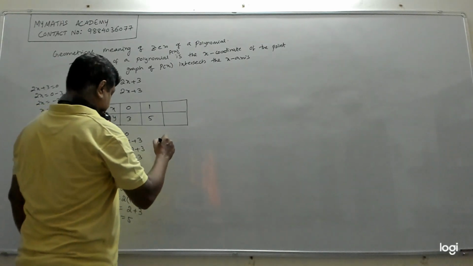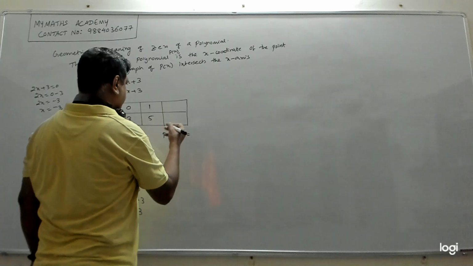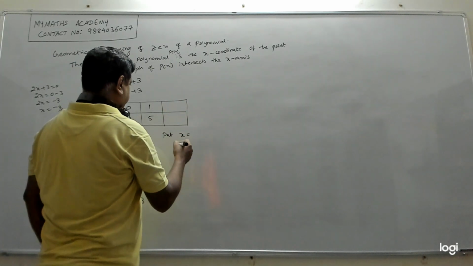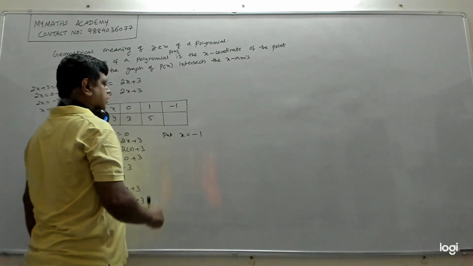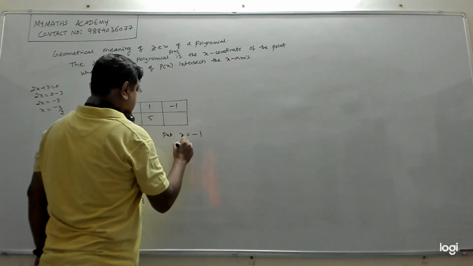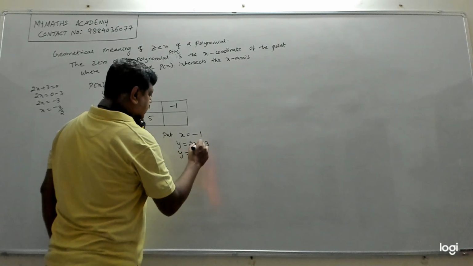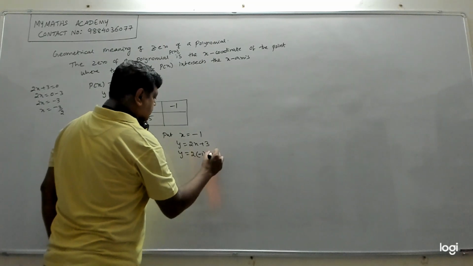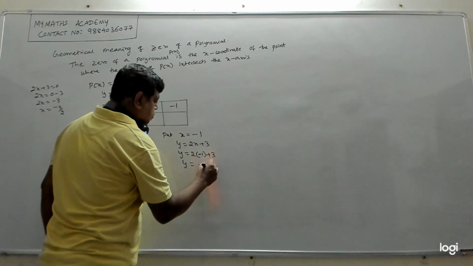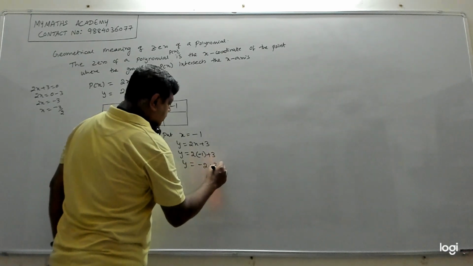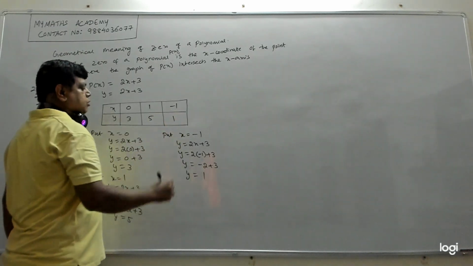Then we can put x is equal to 2 or we can put minus 1, doesn't matter. Anything we can put. I'll put x is equal to minus 1, suppose. So what is my y? y is equal to 2x plus 3. y is equal to 2 into x, x is minus 1, plus 3. I'm substituting x equal to minus 1 in this equation. So 2 times minus 1 is minus 2, plus 3, and y becomes plus 1. So when x is minus 1, y is 1.